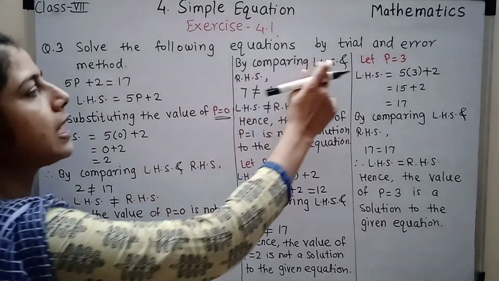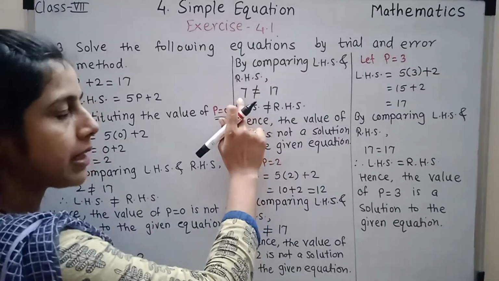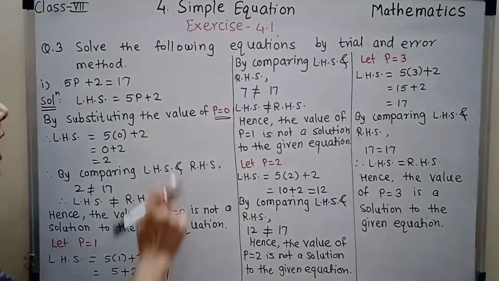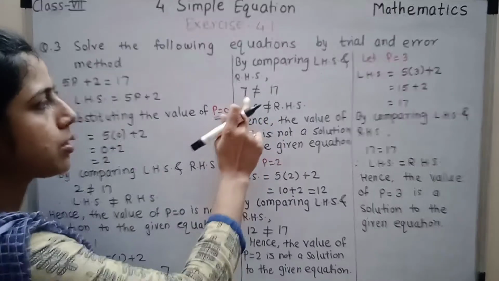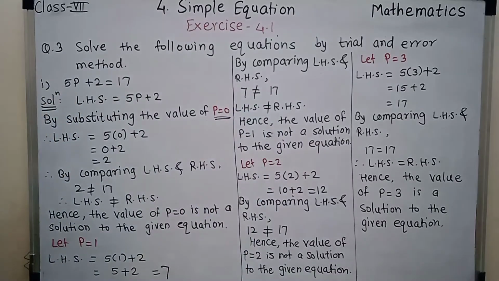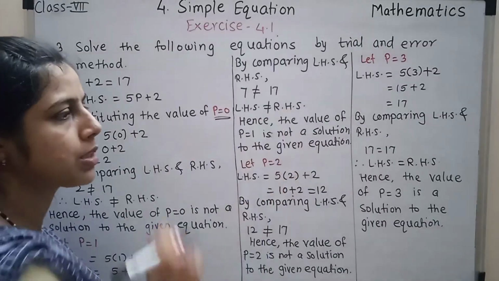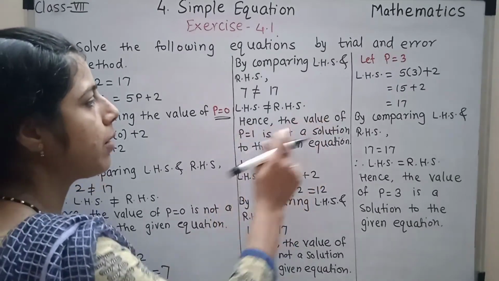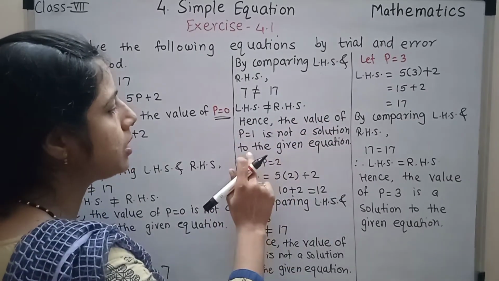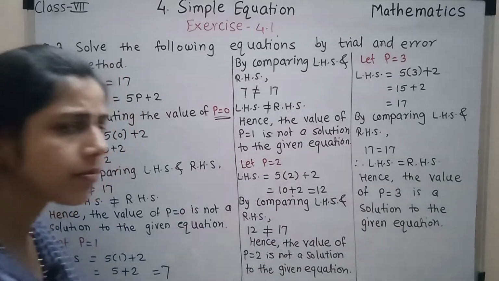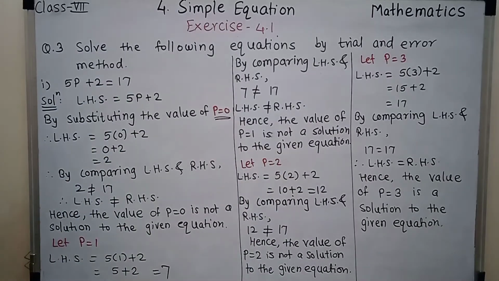So by comparing the LHS and the RHS, LHS हमने कैलकुलेट किया है यहाँ पे 7 and RHS is given to be 17. So 7 will be not equal to 17 and hence LHS is not equal to RHS, and hence the value of p equal to 1 is not a solution to the given equation. Now we will try with p equal to 2.